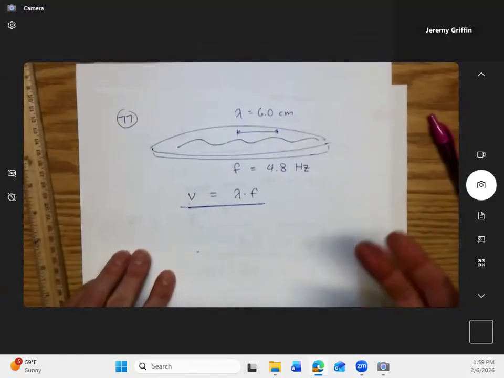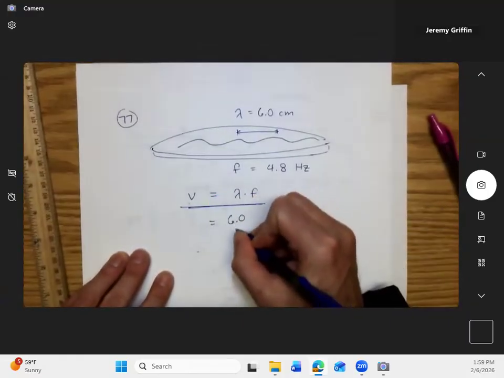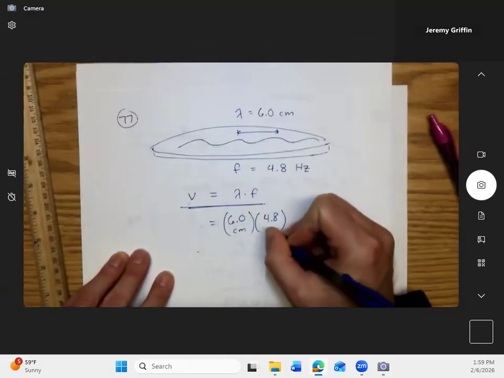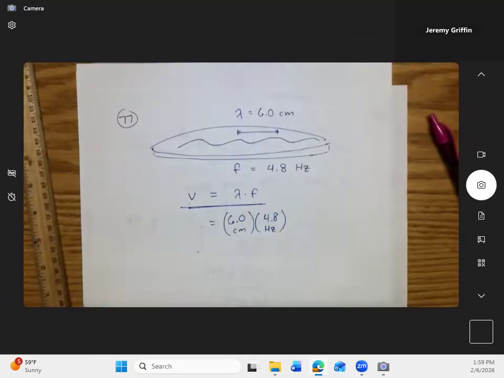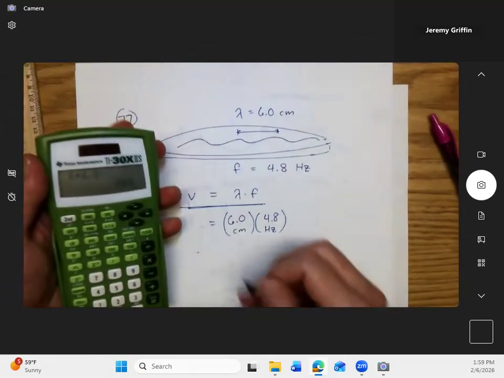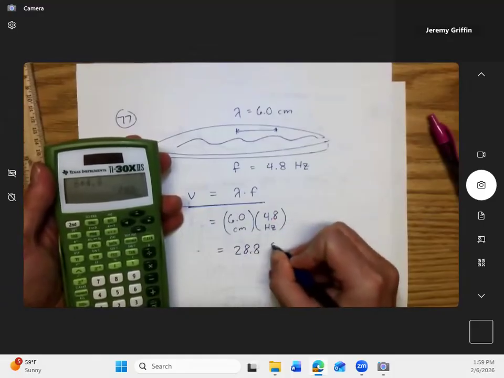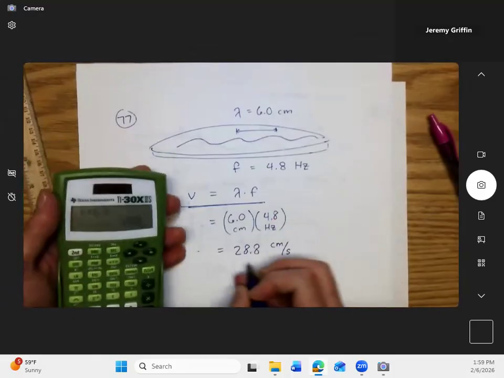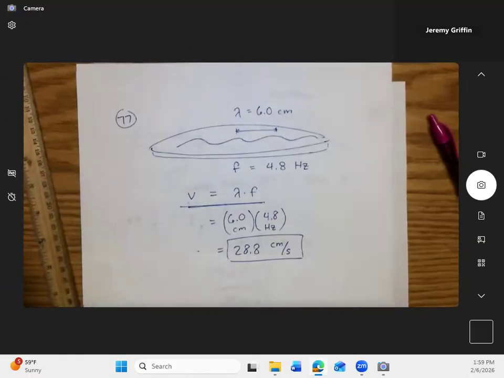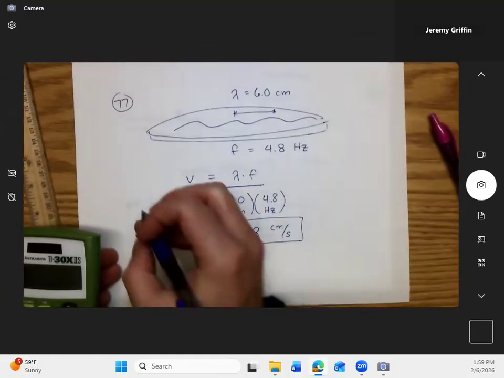We've got wavelength, we've got frequency, so we can just plug this in. Let's go 6 centimeters times 4.8 hertz. This would be centimeters per second. Okay, that was question A.